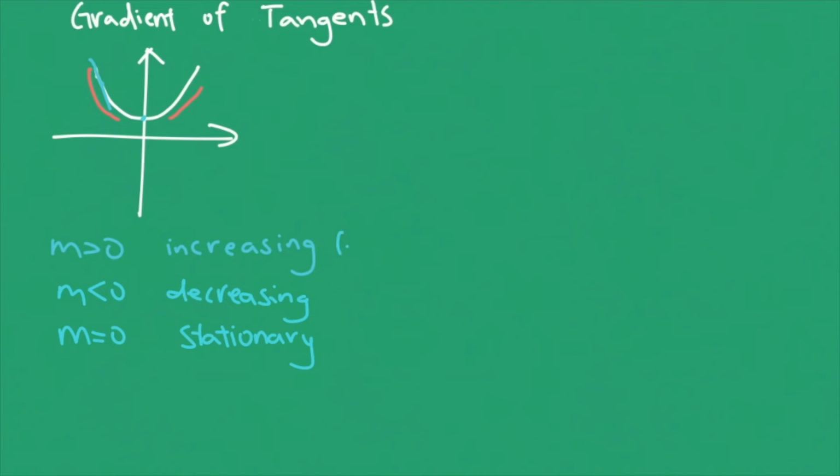We can use plus, minus, and S to mark these. For instance, in this case, this part is decreasing, this part is increasing, and at this point, it is stationary.